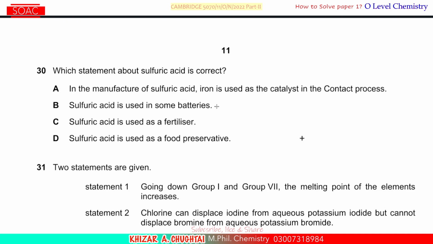Sulfuric acid is used in some batteries. Sulfuric acid is used as a fertilizer. Sulfuric acid is used as food preservative. Basically, iron is not used in contact process. Yes, sulfuric acid is used in batteries. Sulfuric acid cannot be used directly as fertilizer. No, it can be used to synthesize the fertilizer, and once again it cannot be used as food preservative. So B is the correct option.